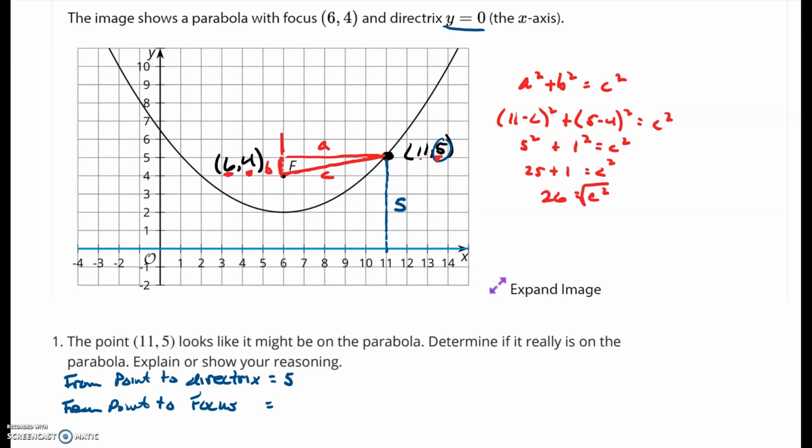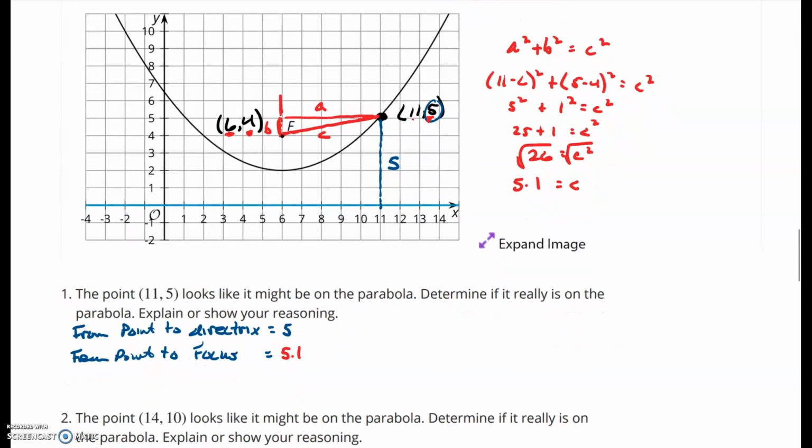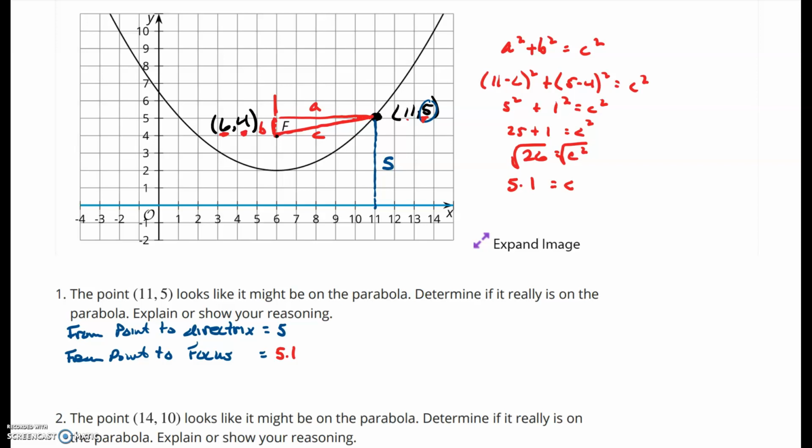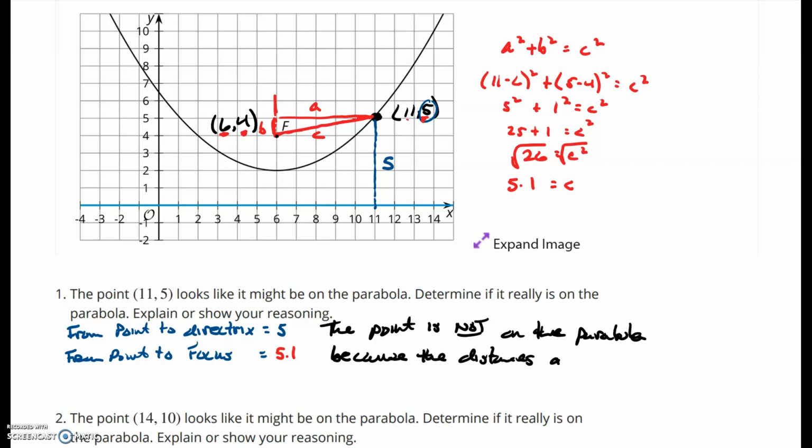Now I need to take the square root of both sides. That means my c value, the square root of 26, is 5.1. Notice that distance is 5.1. Therefore, that point must not be on the parabola, because the distances are not equal.